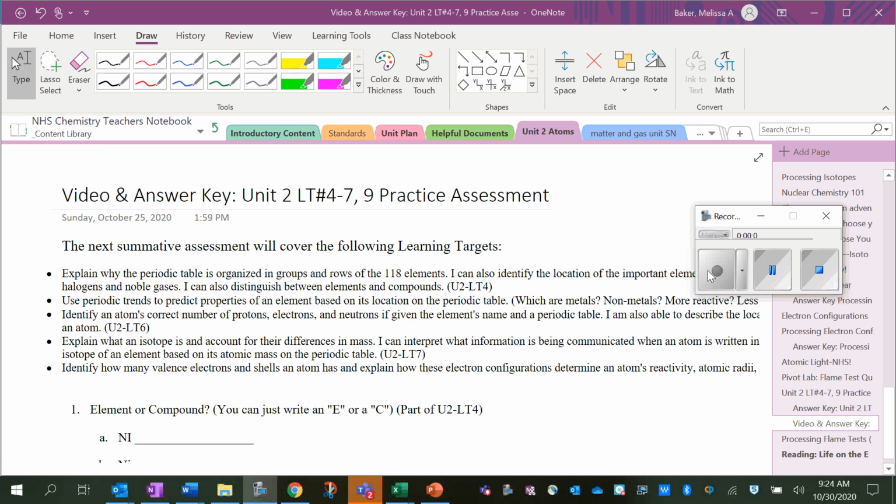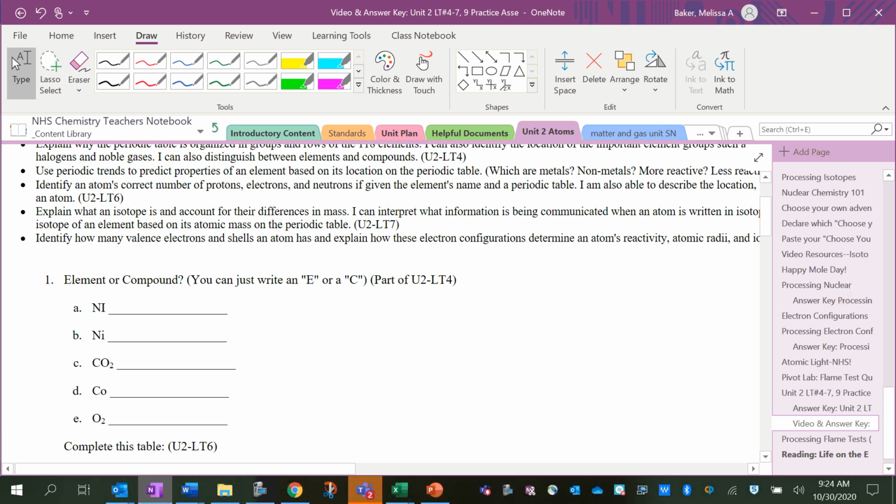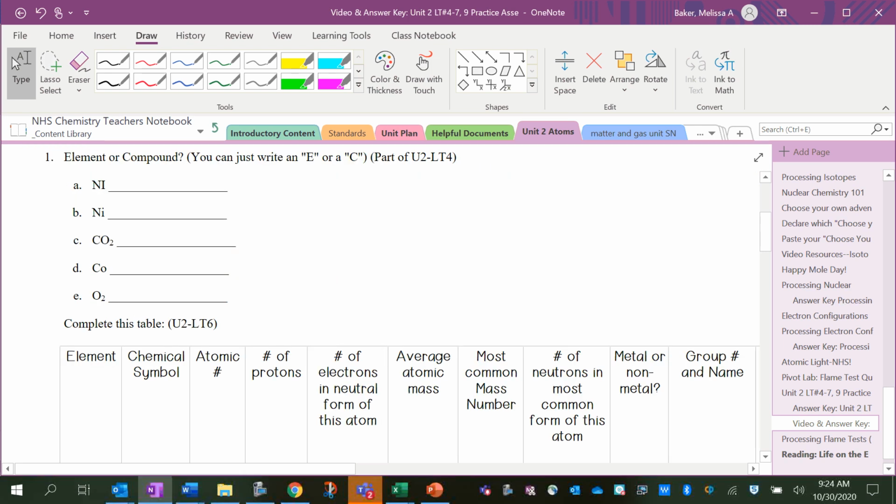All right, let's walk through the Unit 2 learning targets 4 through 7 and number 9, practice assessment. Part of learning target number 4 is being able to distinguish between an element and a compound.